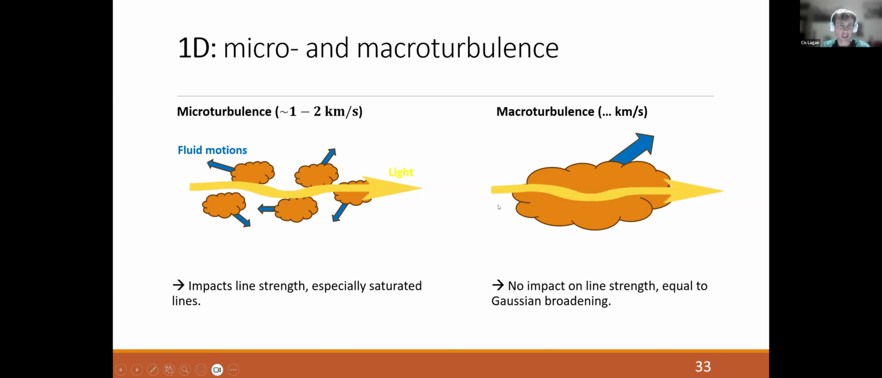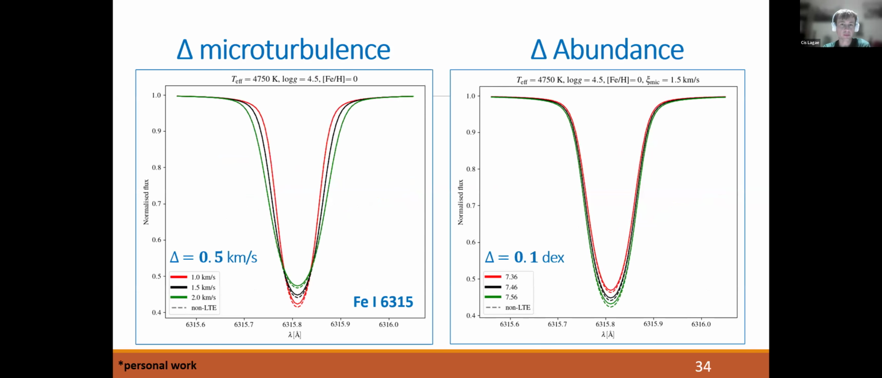And to showcase that a bit, I've computed 1D spectra, varying microturbulence, but also the other stellar parameters, effective temperature, surface gravity, and abundance.